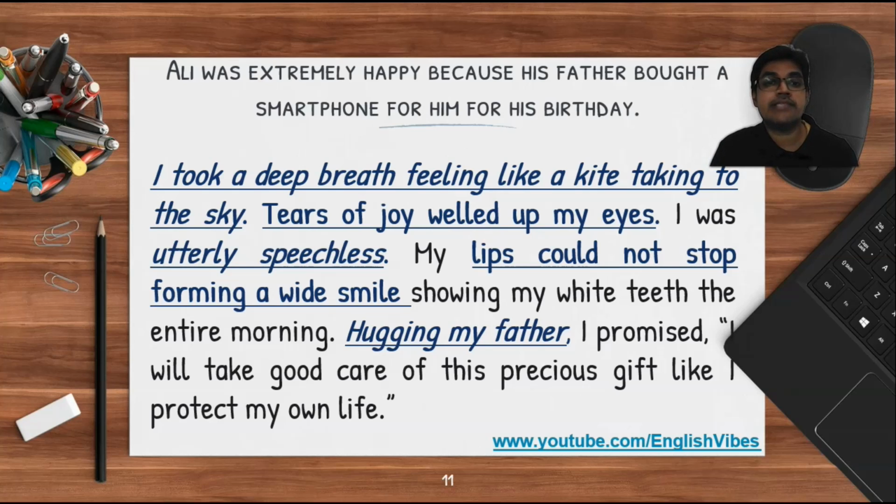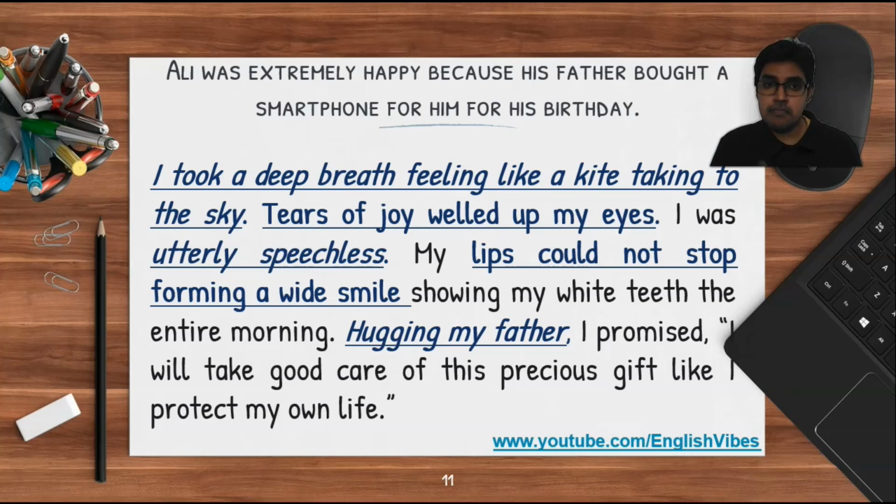Now, you can see actions here, you can see expressions here, you can see what the feelings are here. Now, let us look at the first sentence. I took a deep breath, feeling like a kite taking to the sky. Happiness. Tears of joy welled up my eyes. Also an indication of tears of happiness. Utterly speechless, meaning you were so happy that you were speechless. My lips could not stop forming a wide smile. And one action here, hugging my father.